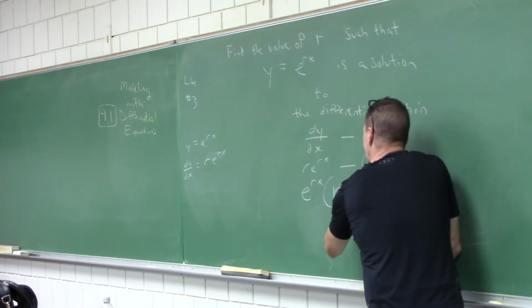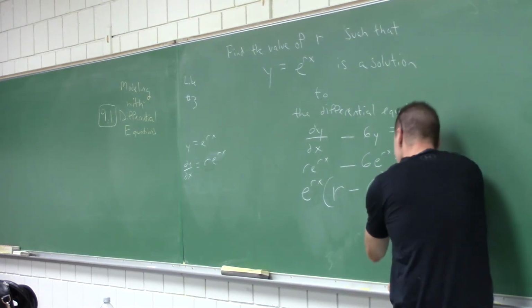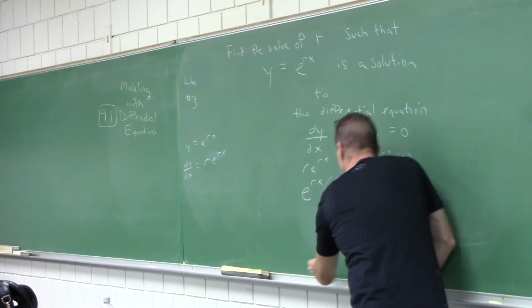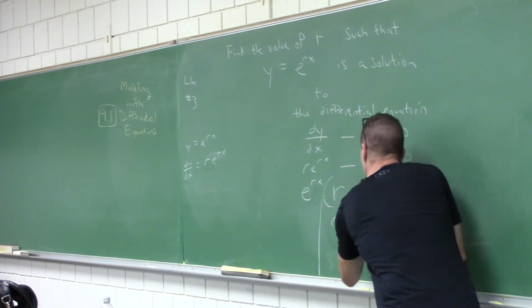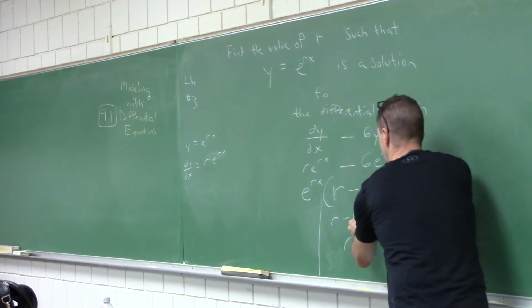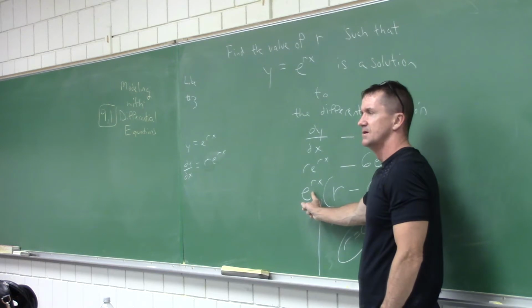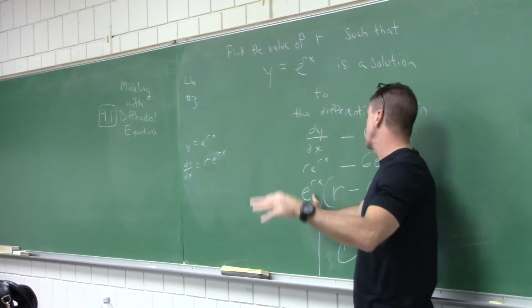R minus 6, and that solution just stands out to you. What's the R value? If r minus 6 equals 0, you factored, so r equals 6. You got it? Now, can we talk about this? Does this have something? If you didn't know this, I'm going to put it in your notes right now.